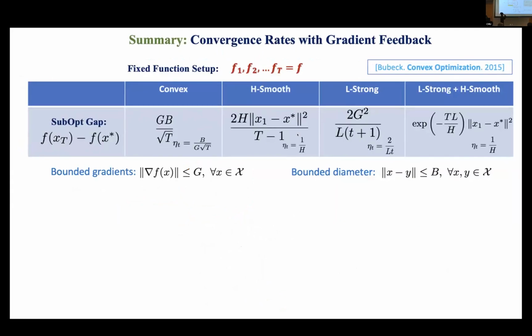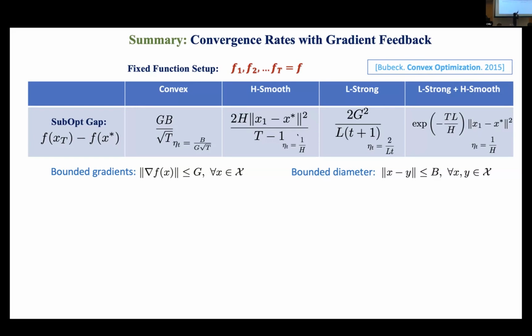So briefly summarizing, this slide essentially shows that if your function sequence is fixed across time, not changing over time, this is how the rates look. We have already seen the proof of the first rate, which is GB over square root T. And the second rate we have also seen, which is 1 over T, a better convergence rate.